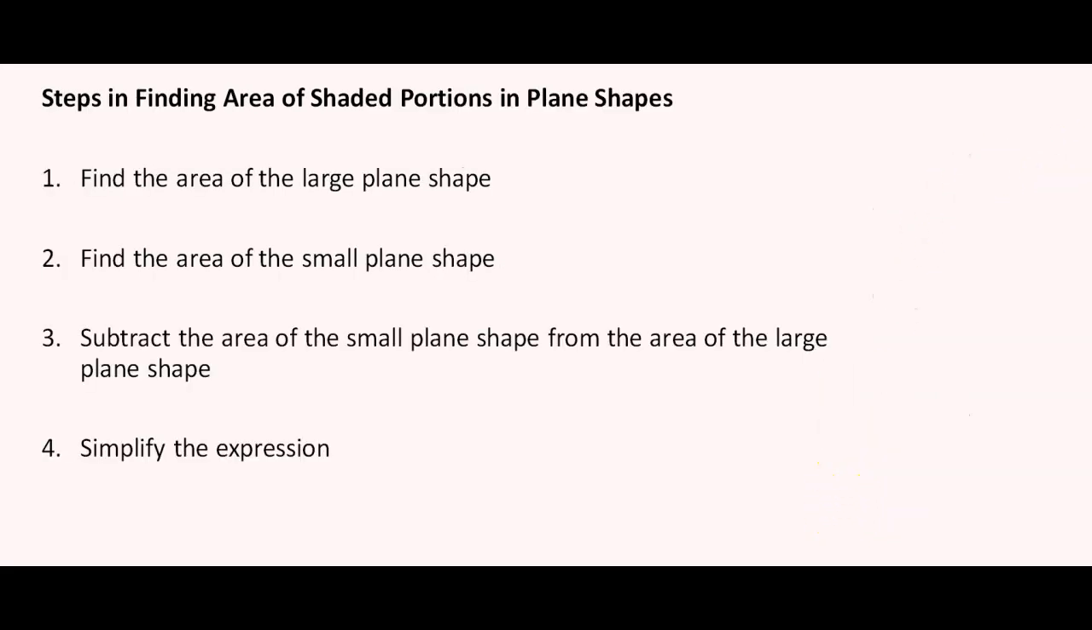Now, how do we go about finding the area of the shaded portion in plane shapes? First of all, you're going to find the area of the larger shape, then you will find the area of the smaller one, and then subtract the area of the smaller one from the area of the larger shape, and then you simplify the expression. In this case, because we have algebra, we're going to have expressions. So let's go ahead and apply this to some examples.